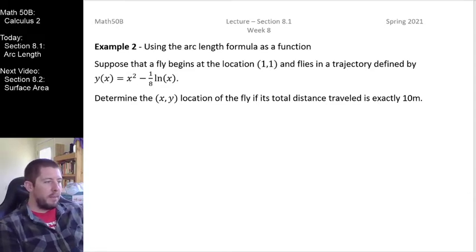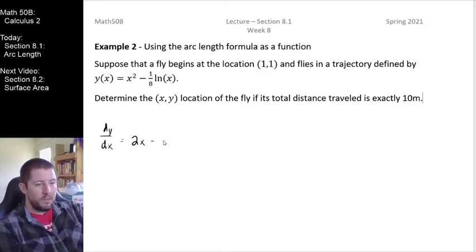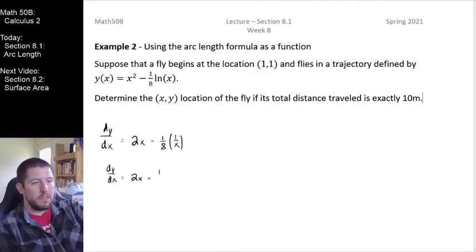One of the things I'm going to need right away is dy dx. I just know that that's one of the components right here. So I think my first move is just going to be to say, let's get dy dx. It looks like that should be 2x minus 1/8. The derivative of natural log is 1 over x. And so I might write this as dy dx equals 2x minus, oops, that's an equal sign, minus 1 over 8x.